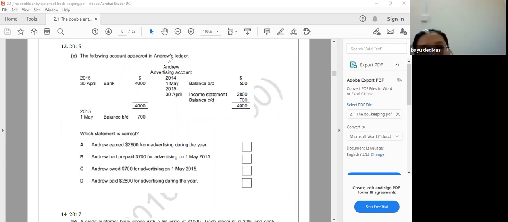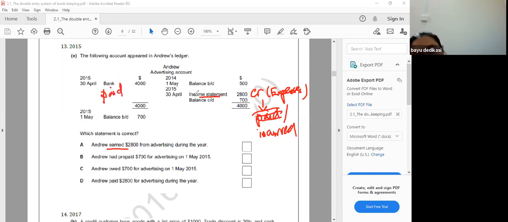The following accounts appear in the Andrew ledger. Okay, advertisement, bank. Okay, which statement is correct? Andrew earn. When you have credit, this is on the credit side of the expenses account. So this is not earn. This is paid or incurred. Okay, this is incurred. This is the paid amount. So this one should be incurred.